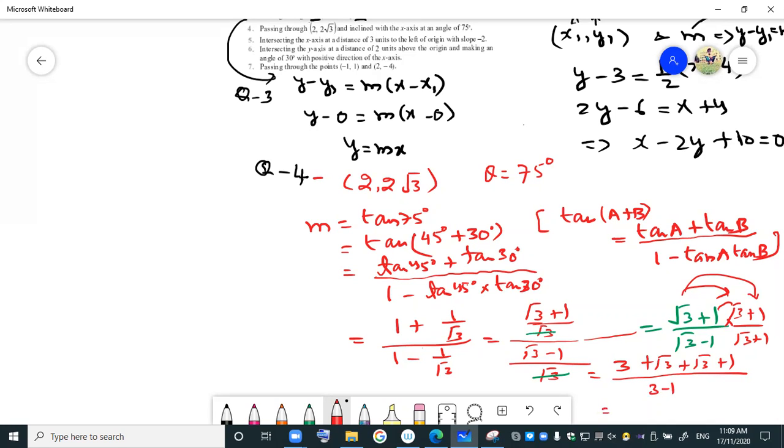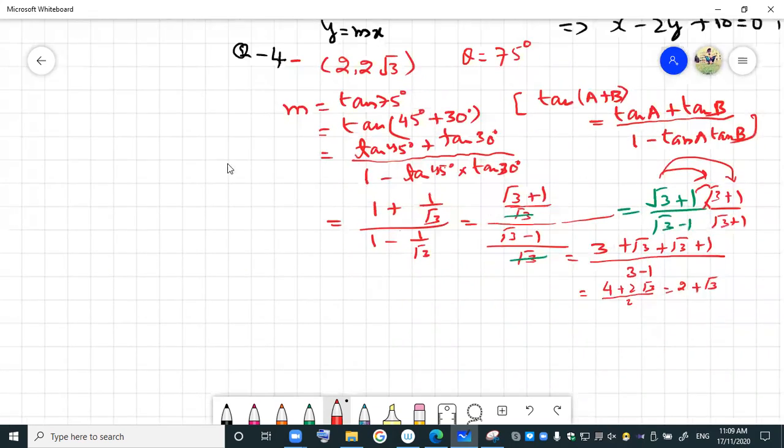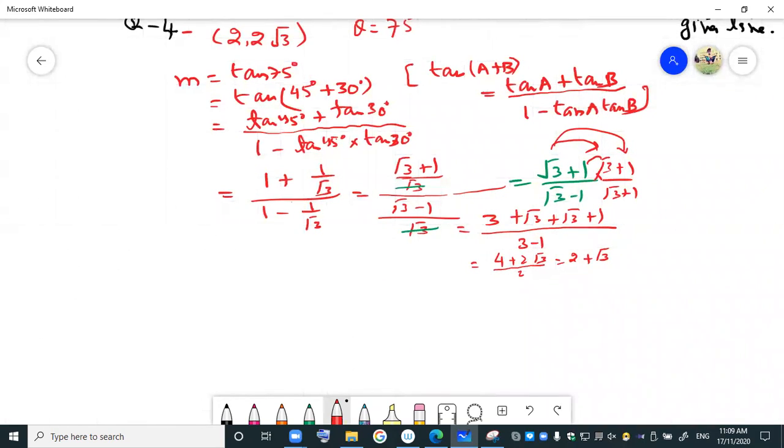So that will become 3 plus 1, 4 plus 2 root 3 divided by 2. And when you divide by 2, you get 2 plus root 3. So the gradient is 2 plus root 3. Therefore, we got the gradient as m is equal to 2 plus root 3, and x1, y1, we have x1 is equal to 2 and y1 is equal to 2 root 3.